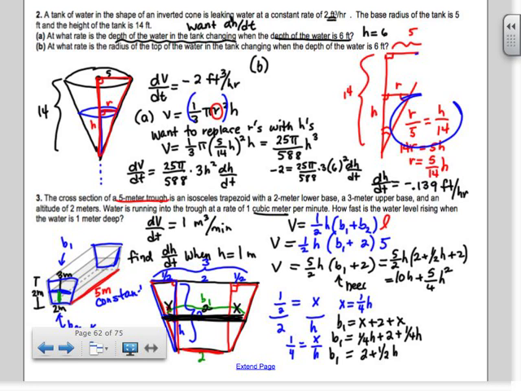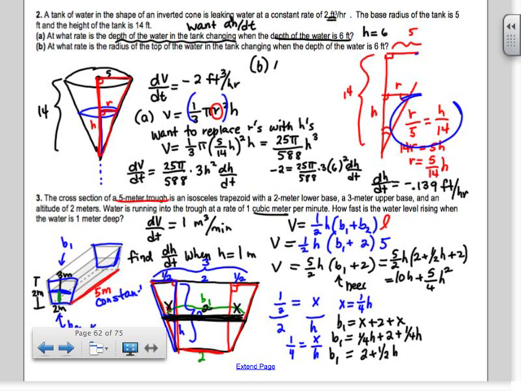Okay, so that's how you do those. So always think about where your triangles are. So cut off the sides of your trapezoid. All right, going back to B on number 2, I realized I didn't do that. B, it says at what rate is the radius of the top of the water in the tank changing when the depth is 6 feet?